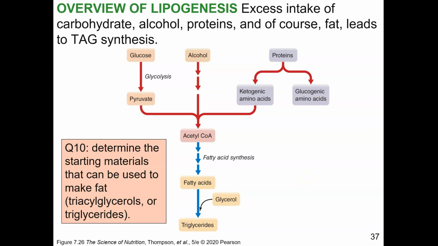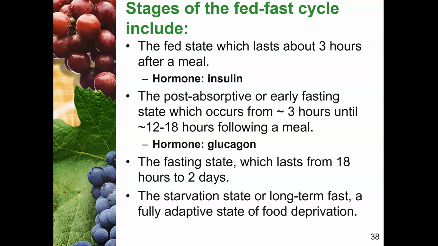So again, excess intake of carbohydrate, alcohol, proteins, and fat. So fat's not in here because it's already fat. That leads to synthesis of fat, and it's stored in our adipose tissue that we can call upon later. That's essentially the fed state. So the fed state, we ate food, we broke it down, and we used some of it for energy, and then the rest of it we stored as either glycogen in our muscle and liver or fat in our adipose tissue.